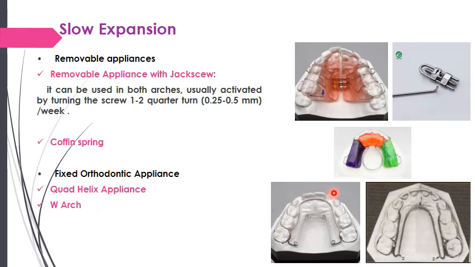The other fixed orthodontic appliance is the W arch. The W arch in principle is just like the quad helix, but doesn't have helices or coils. It is a W-shaped stainless steel wire, also can produce anterior and posterior expansion, and also you can get a differential expansion, like having more right side expansion than the left side, or more anterior than posterior expansion.